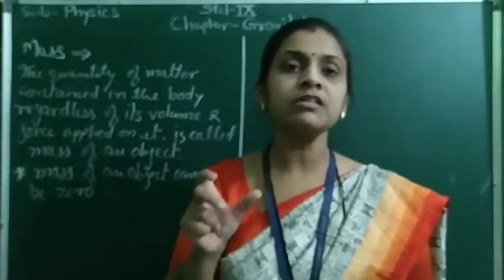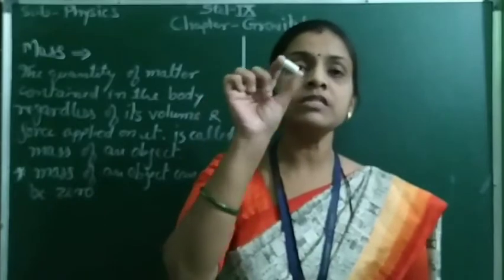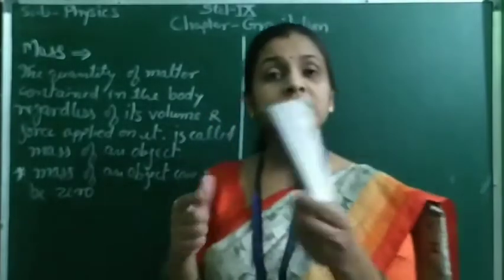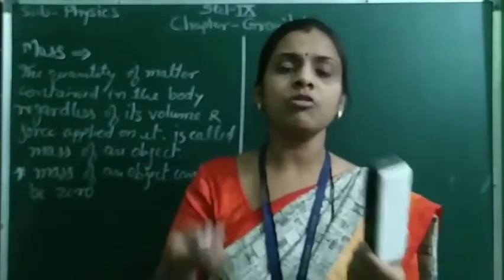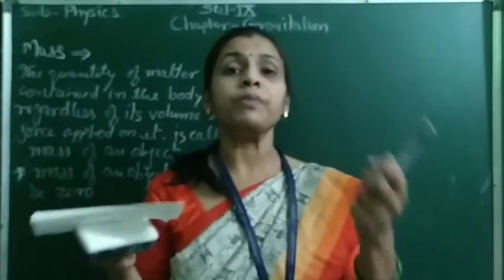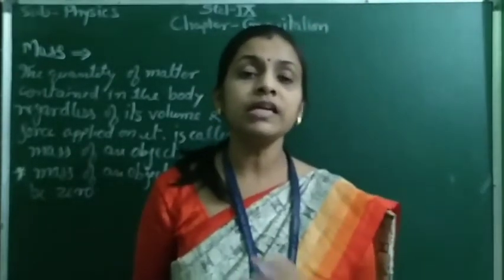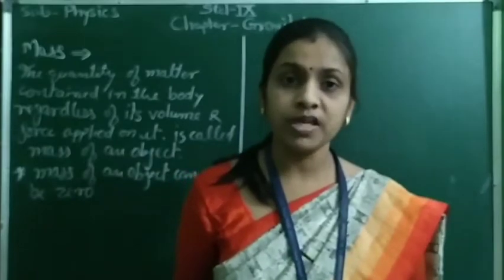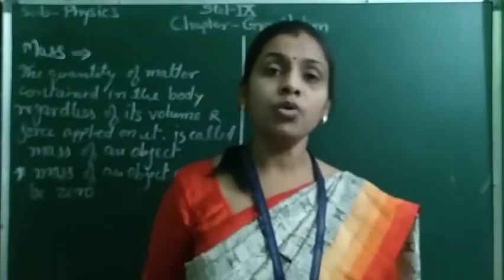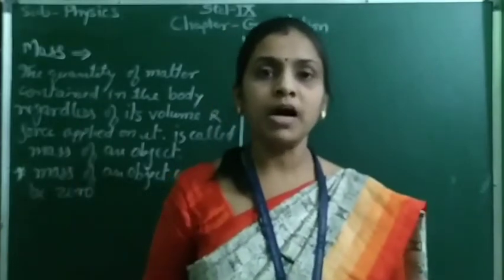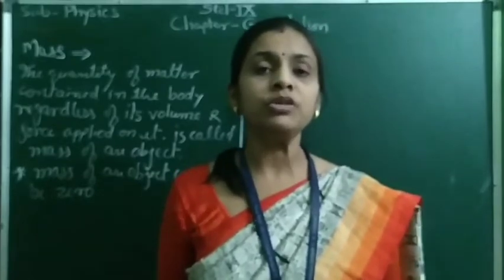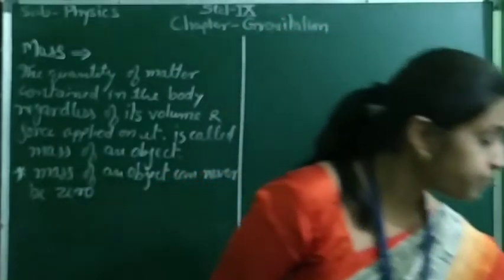If we consider the mass of the chalk, the mass of this duster, the mass of the paper, the mass of the pen, it remains constant. It does not change from place to place. Place to place means on the earth, on the equator, on the pole, on Jupiter, on Mars, on Saturn, everywhere. Everywhere in the universe, mass of an object remains constant.